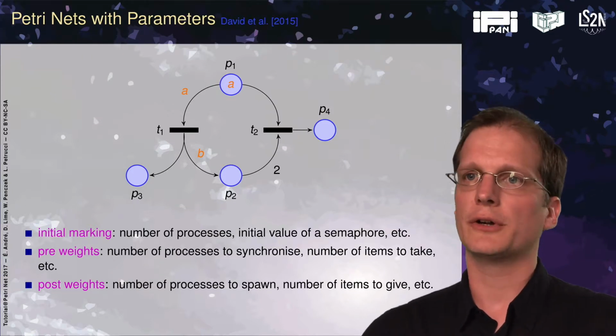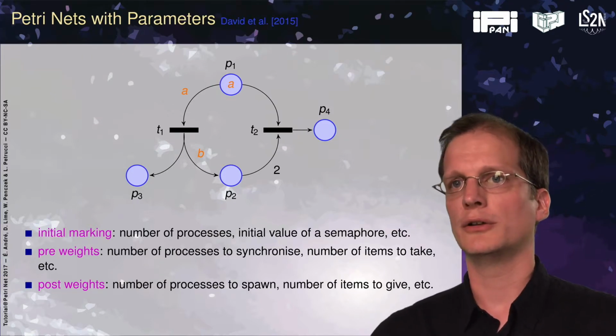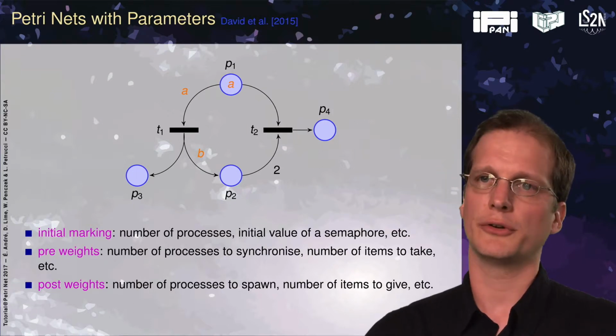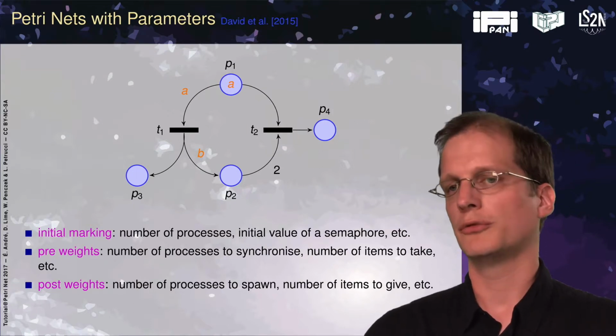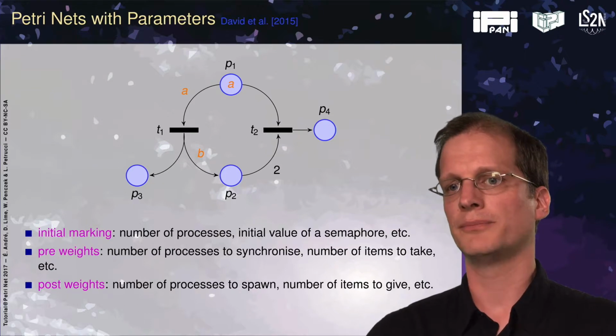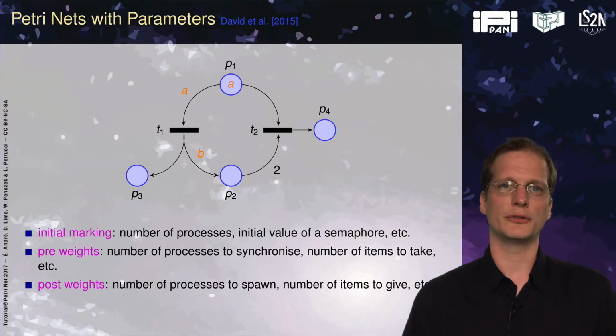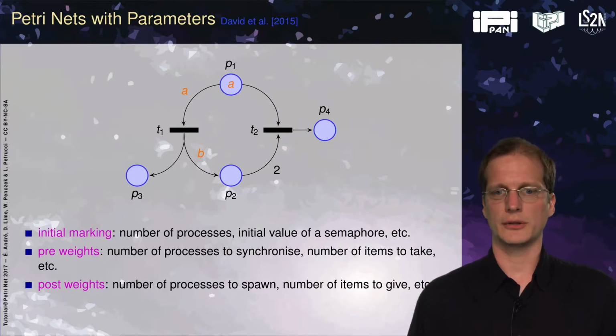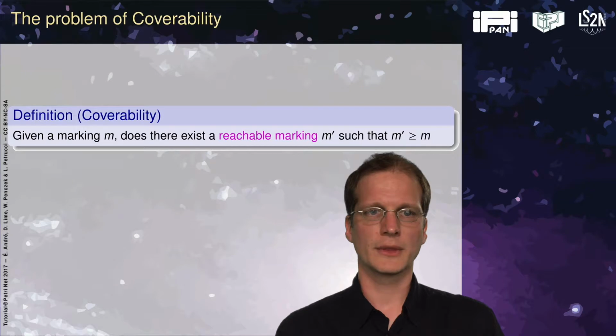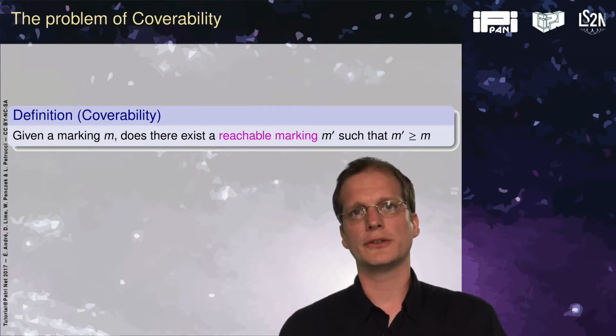So initial markings, for example, could model a number of processes, an initial value for a semaphore or whatever. For input arcs, we will specify some number of items to take or some number of processes to synchronize. And for output arcs, in the same way, we will have processes that are spawned or a number of items to give and so on. So now the basic problem that we consider is coverability.